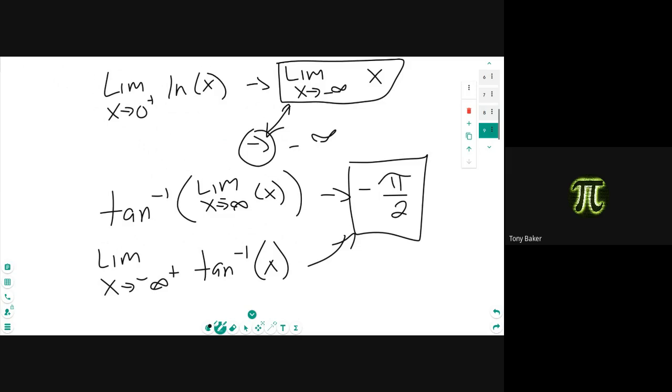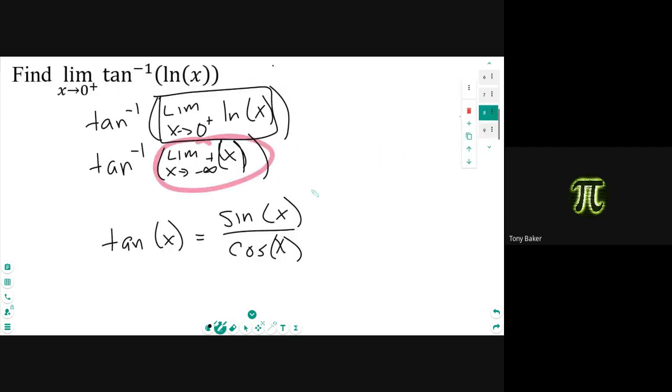So you could say, I looked at the graph and it goes to negative pi over 2. That's fine. You could say, I looked at the graph of ln of x and it goes to negative infinity. That's fine. I actually erased, hold on. Let's see how far I can go back.